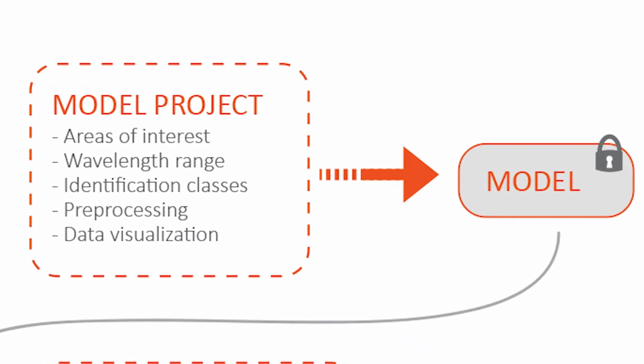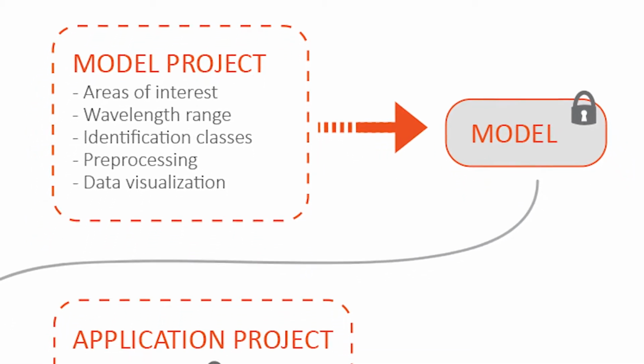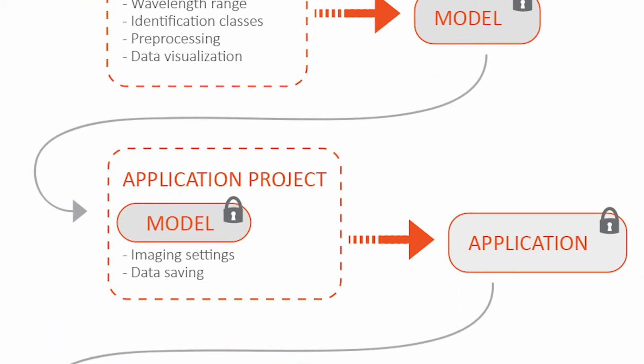A model contains information about data processing, information extraction, classification, visualization definitions, and settings. All of these properties are defined in the model projects. Once the model project is completed, it is compiled as a model. You can choose a single model to be used in an application project.